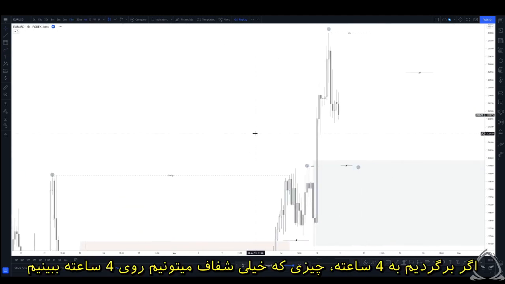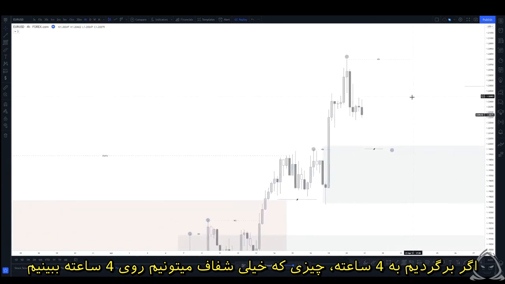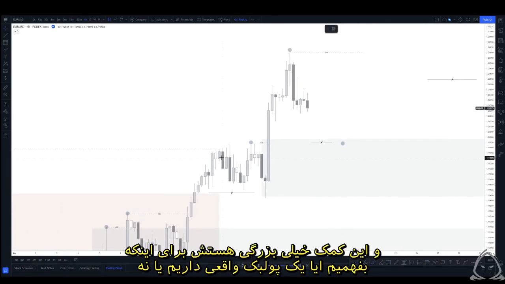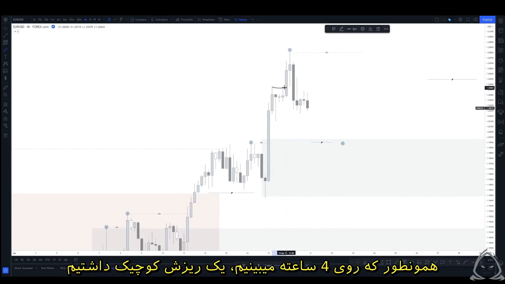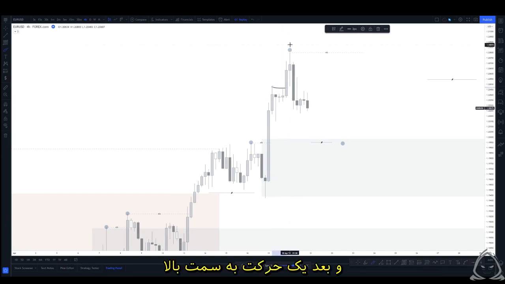If we go back to the 4 hour chart, what we can see very clearly on the 4 hour chart, and this is a really great tip in terms of understanding if a pullback is a true pullback or if it's not, especially in relation to multi-time frame market structure. So as we can see here on the 4 hour, we did get this small dip in price and then a move to the upside.